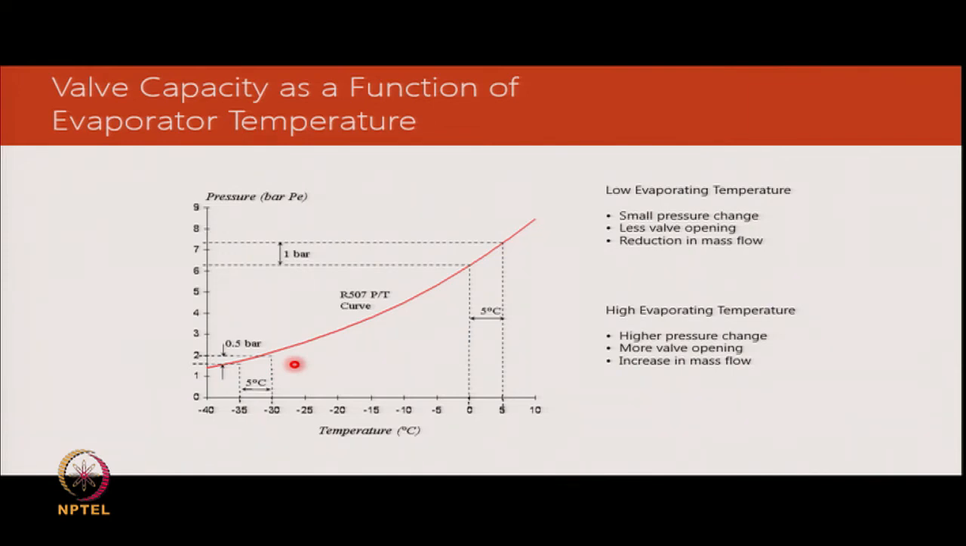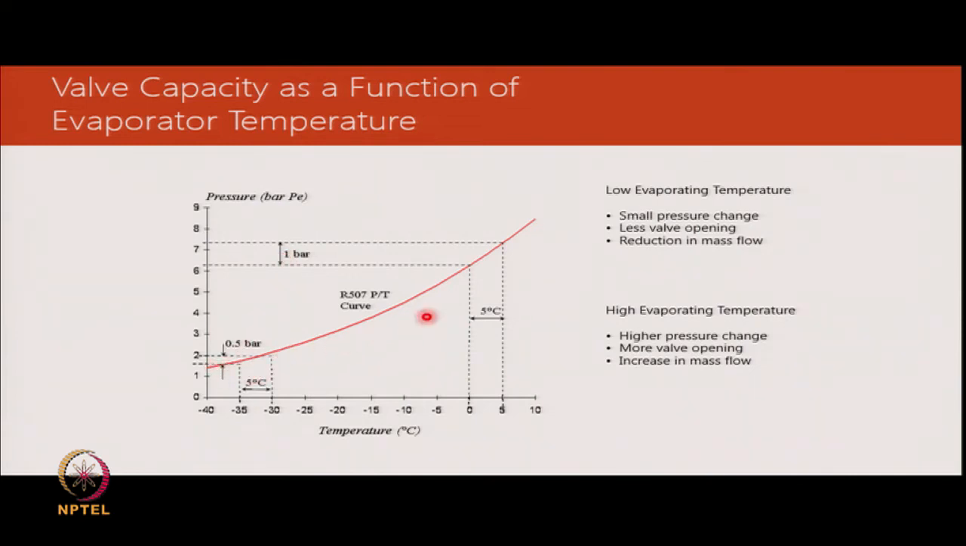Now, we look at the behavior of the expansion valve in response to evaporator temperature. Low evaporating temperature means small pressure changes, less valve opening, and a small reduction in mass flow, whereas at high evaporating temperatures there is a high pressure change and more valve opening, which means there is an increase in the mass flow rate. If you look at a similar change of 5 degrees in temperature, there is a pressure difference of 1 bar required at high pressures, whereas at low pressures it is just 0.5 bar.